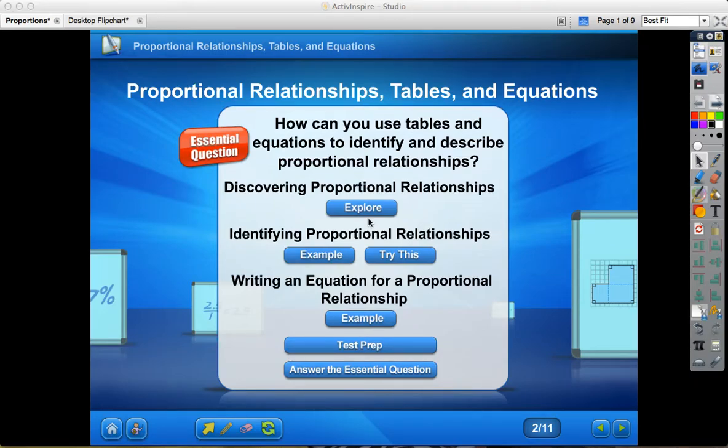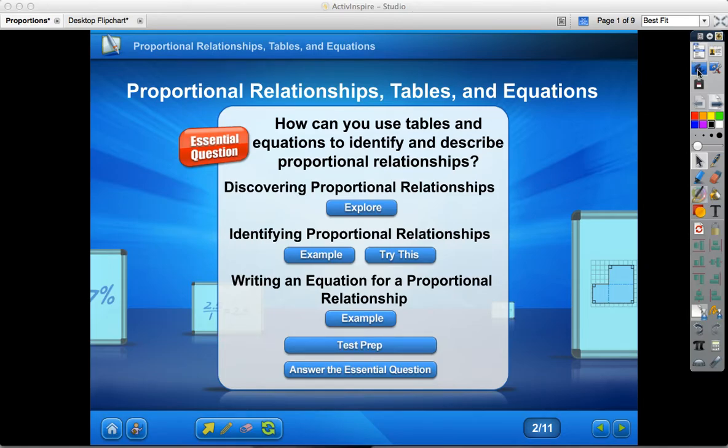Welcome to this lesson on proportional relationships, tables, and equations. Today we're going to talk about discovering proportional relationships, identifying proportional relationships, and writing an equation for a proportional relationship. The essential question for today is how can you use tables and equations to identify and describe proportional relationships?